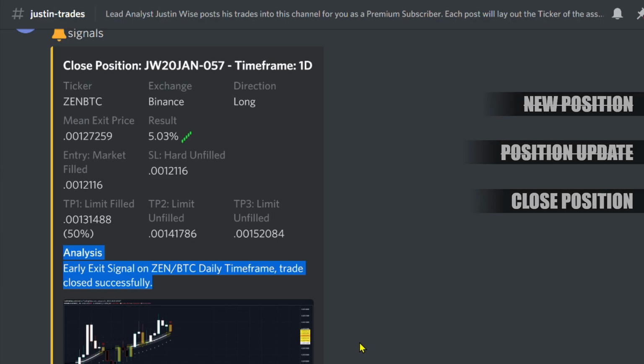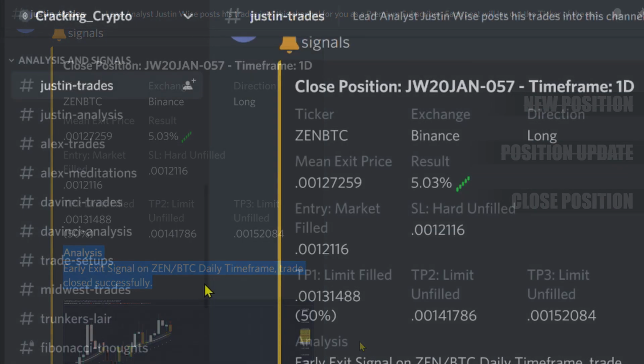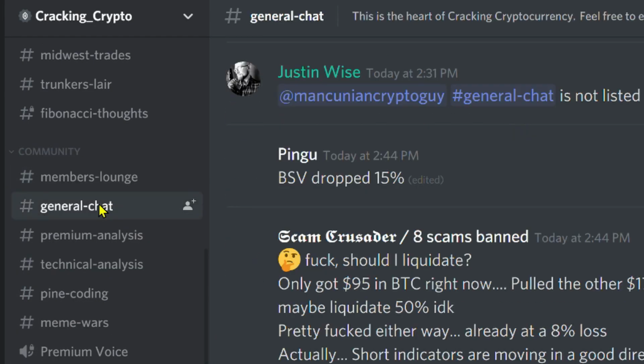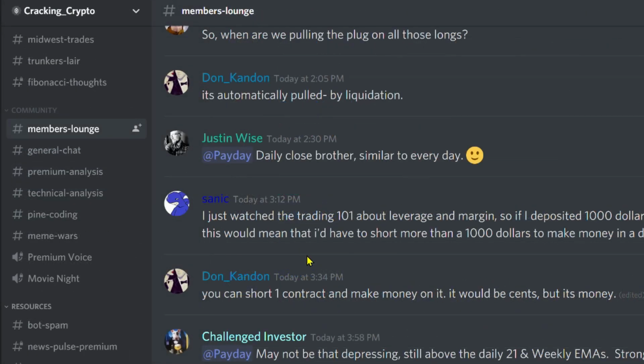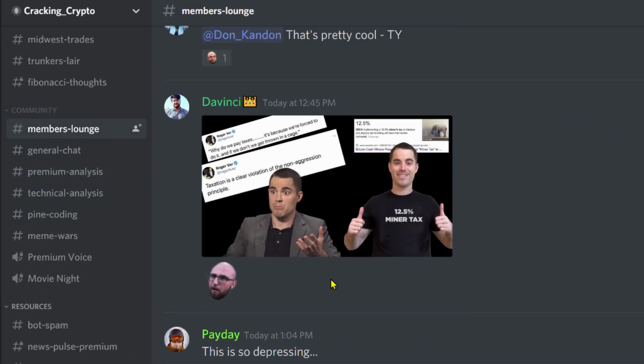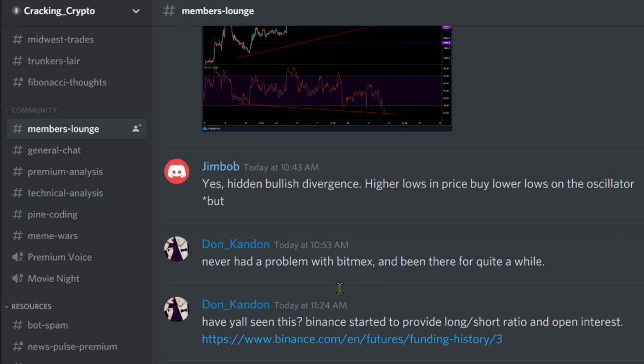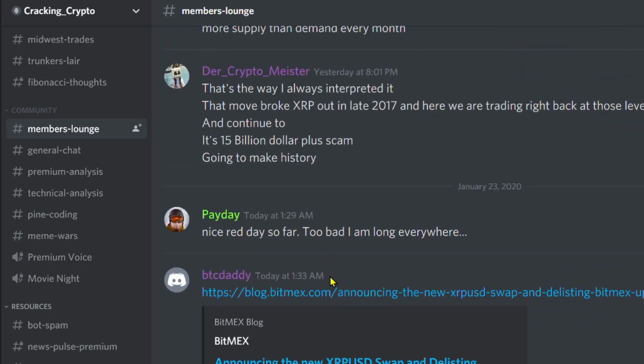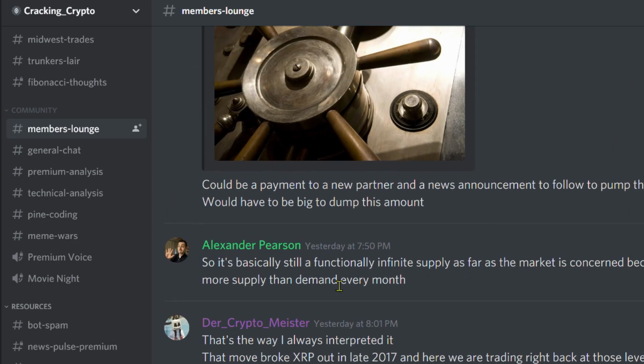trade was closed. In the Community subsection, you will find our Members Lounge as well as the General Chat Room. The Members Lounge is where most of our premium members gather to chat every day. As a new member, this is where you'll find the most engagement from the premium community. While this is a room for general discussion, our members are so passionate about crypto, trading is all we really talk about in here.